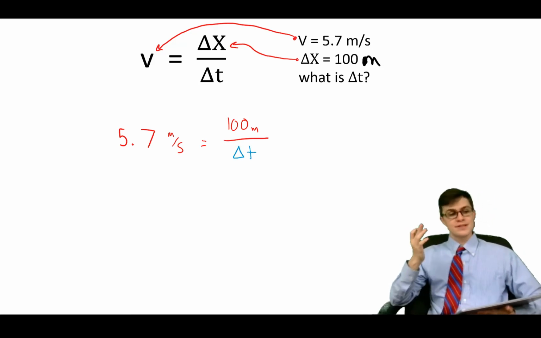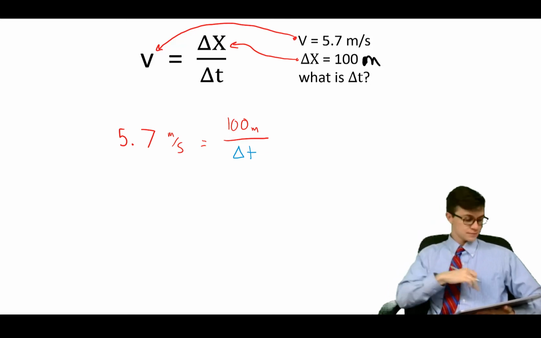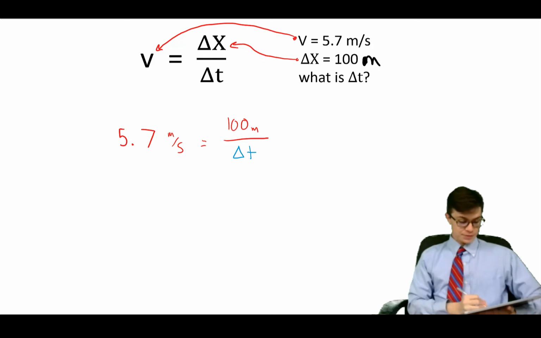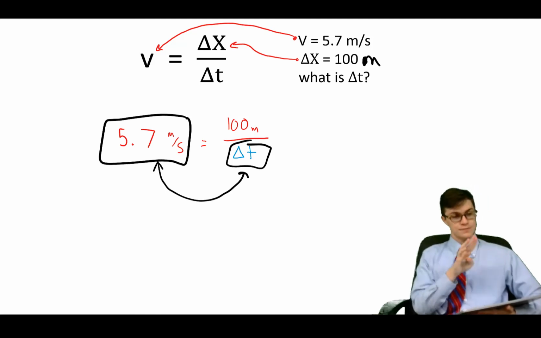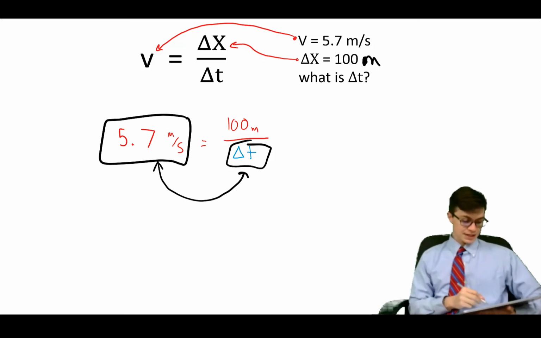So how do you solve this? The answer is not actually that you multiply by 100. That's not what you do. If you have a variable on the bottom of a fraction, what you're going to end up doing is taking everything on this side of the equation and just switching their places, swapping them. It's like they teleport and they change positions. So the delta t is going to end up over here, and the 5.7 is going to end up over here.